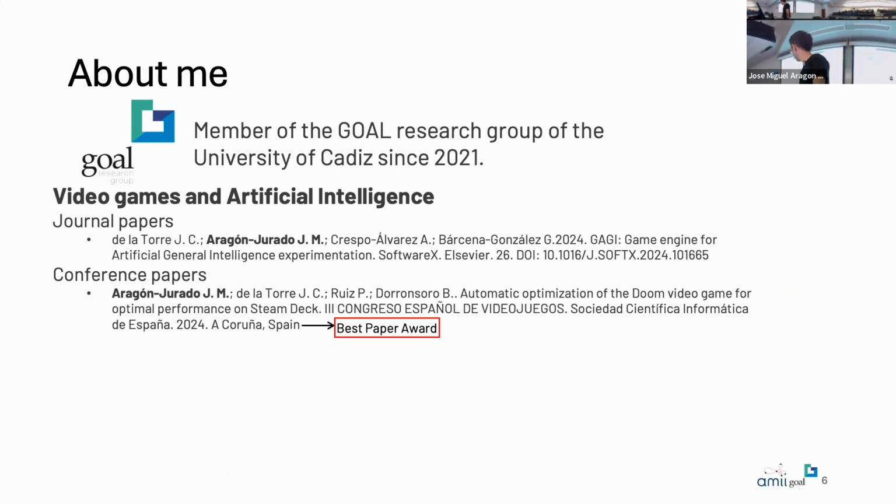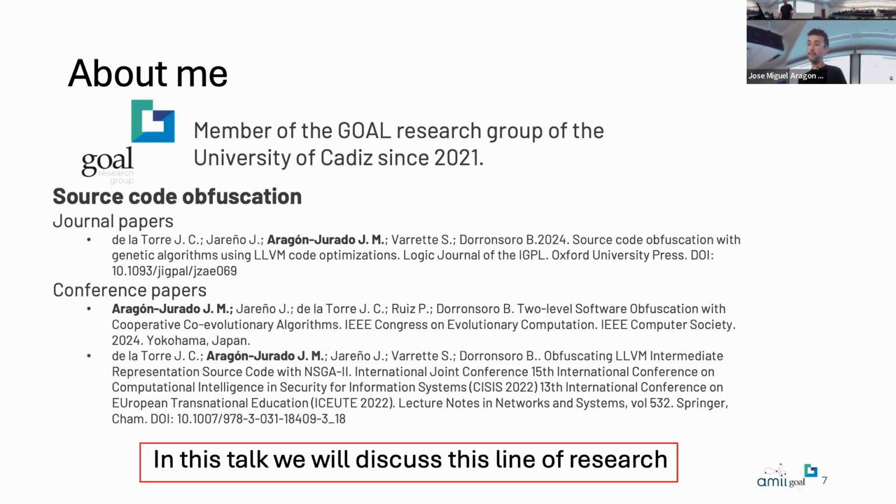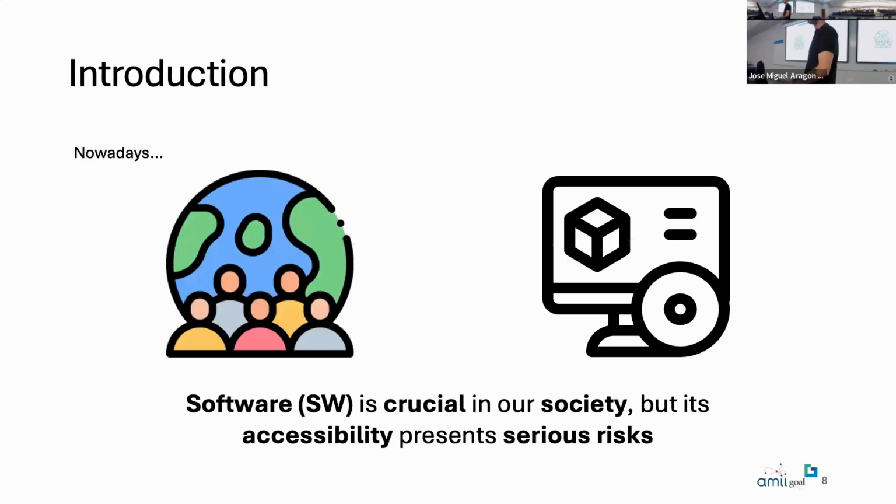Another line of work is about video games and artificial intelligence, which is also related to software performance. We have a conference paper presented in June about automatic optimization of the Doom video game for Steam Deck. And this talk will be about the last line of work, source code obfuscation, which is also related in some manner to software performance. In this line, we have two conference papers and one journal paper. The last conference paper is the one where we defined the two-level software obfuscation problem. So we will discuss this line of work in this talk. Let's begin.